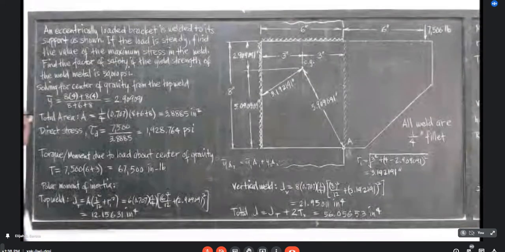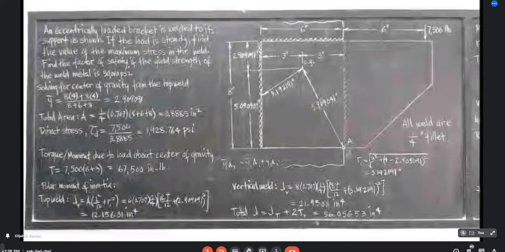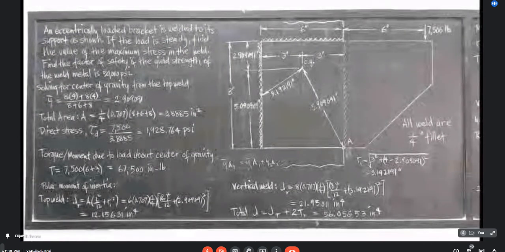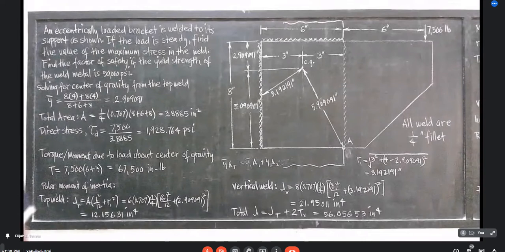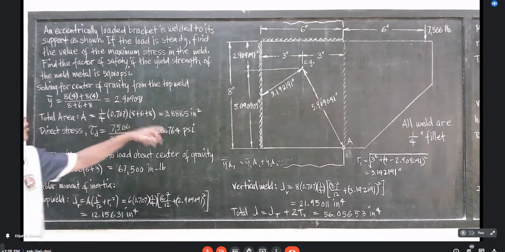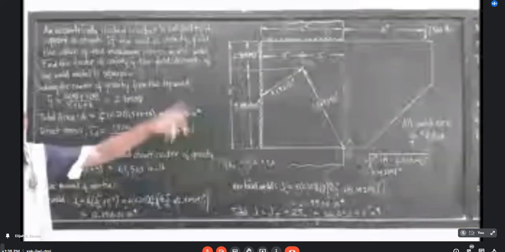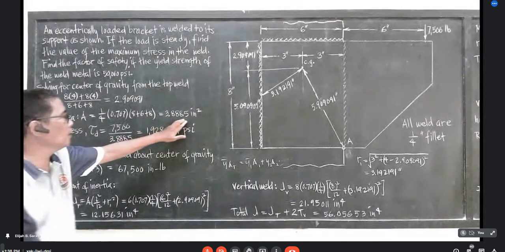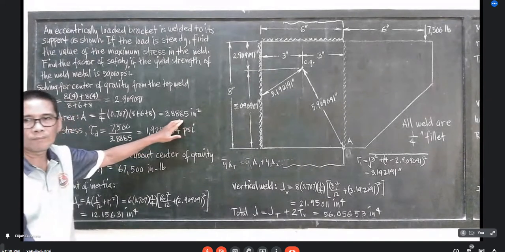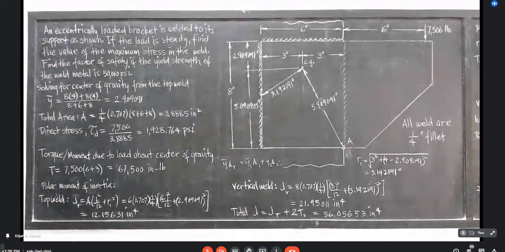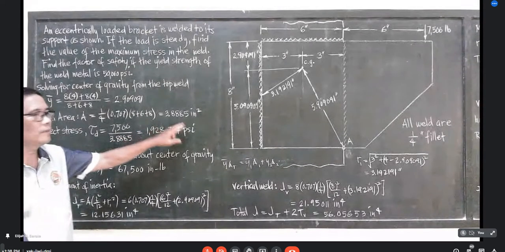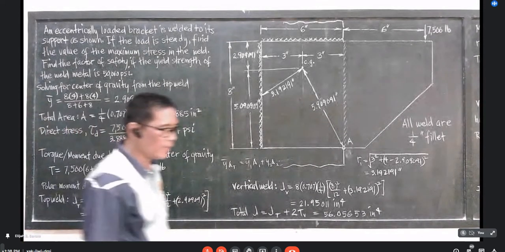Now, for the total area, because we need this total area for the direct shear, we have to include 1/4 times 0.707 times all the welds, which is 8 plus 6 plus 8. And this is our total throat area. Any questions so far?